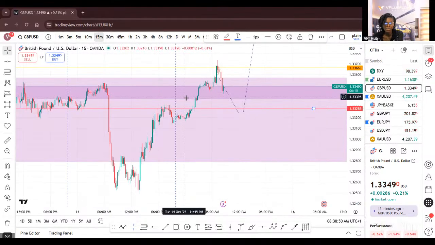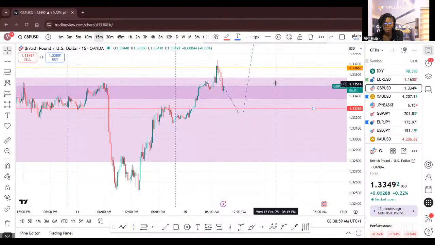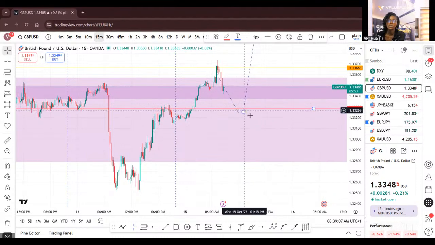Pretty much the same point of interest that we may see price reacting off from, for price to retrace right back into 1.33286 on the 15 minute time frame. Please take note of this price point so that once price gets there, we will be on time to execute our trades and take opportunities in the market.